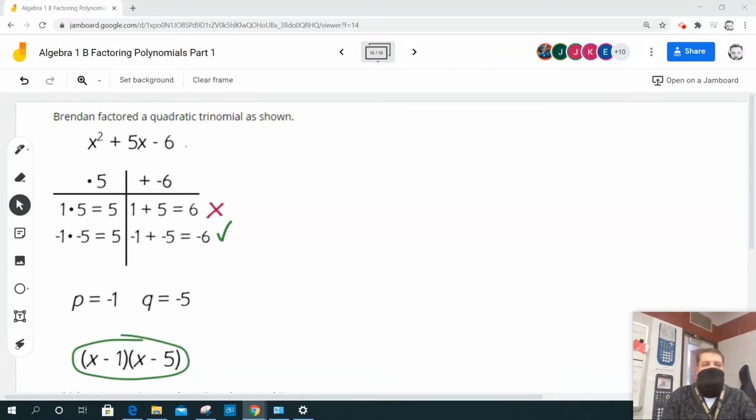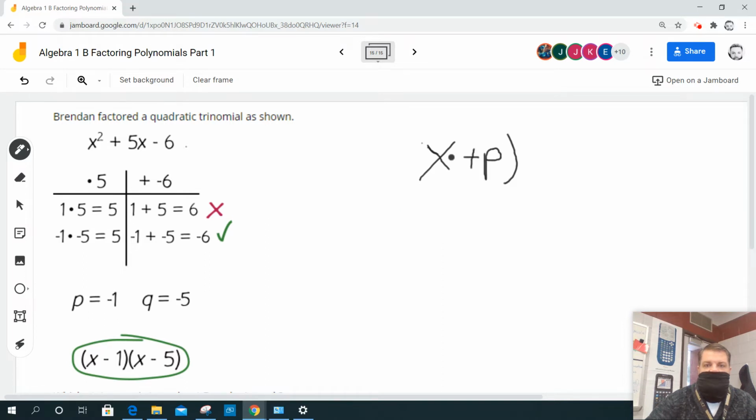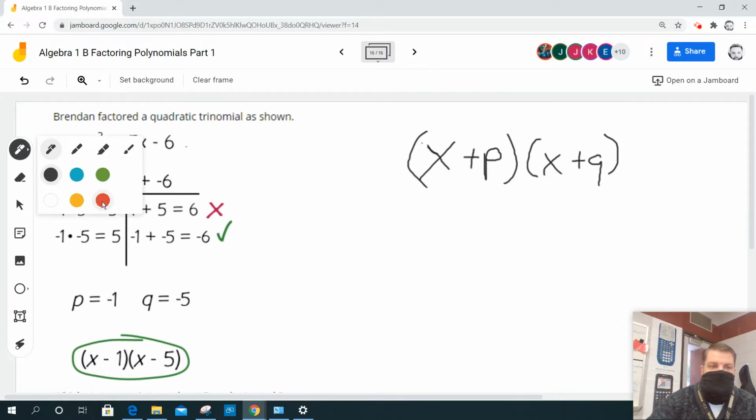This one says Brendan factored a quadratic trinomial as shown. So he did like a key factor method or the AC method. And basically what he's trying to do is he didn't do the grid, right? So he's assuming that this looks like x plus p times x plus q. And he's trying to figure out what p and q are based on this middle term of positive 5, right?